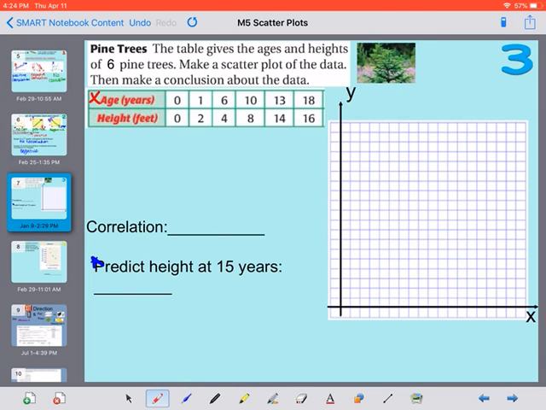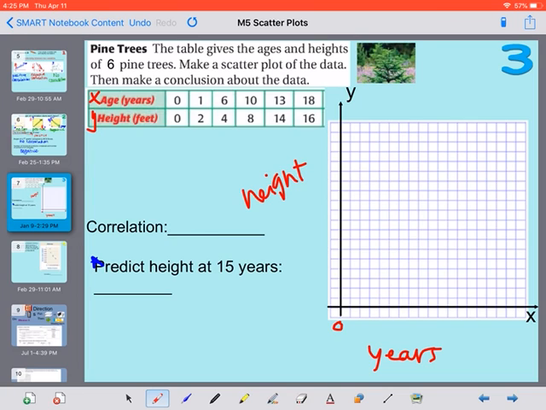This is our x and our y-axis. Age or our time is always on the x-axis. So years are on the bottom here, and then height is going to be on the y-axis. So we need to get to 18. 1, 2, 3, 4, 5, 6, 7, 8, 9, 10. And I can go by ones here.